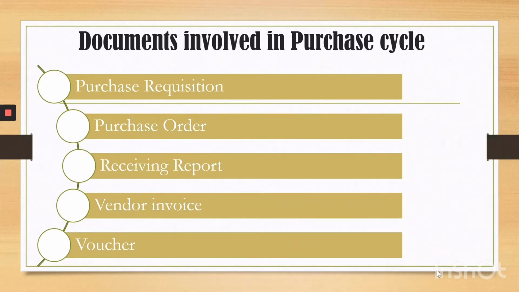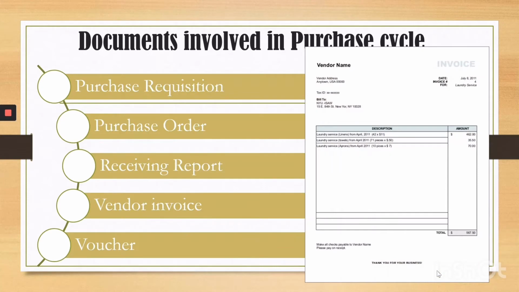The fourth document is the vendor invoice. It is a document from the vendor that shows the amount or bill owed for an acquisition. This vendor invoice includes the description and quality of the goods, shape, or services provided, the price, and the terms of trade. This document is an external document.